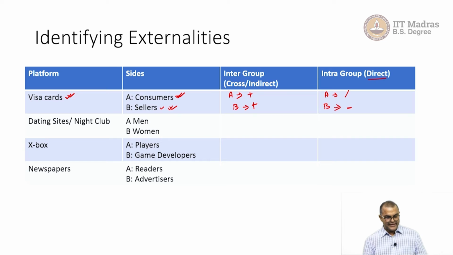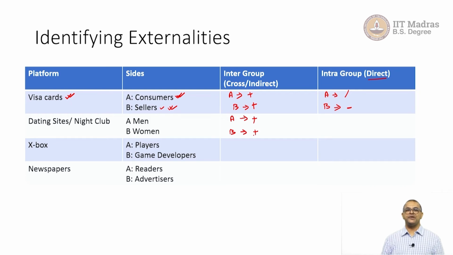Now let us say a dating site or nightclub. If there are more men, it is better for women, and if there are more women, it is better for men. So both would be positive. Now the within group effect. If there are more men, think about it, it can be positive, it can be negative. Most of the time it is negative because there is more competition.